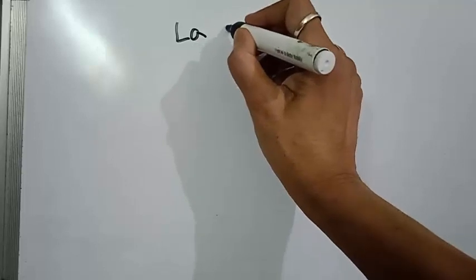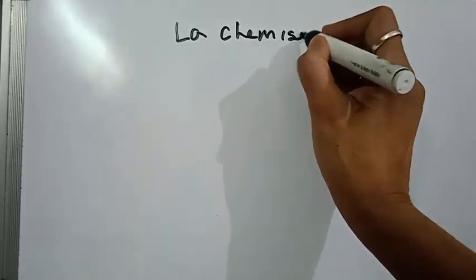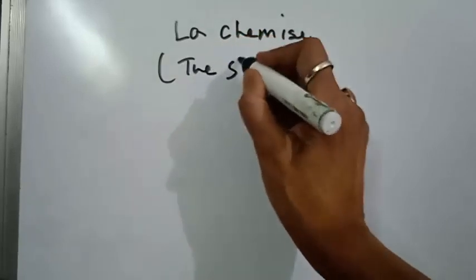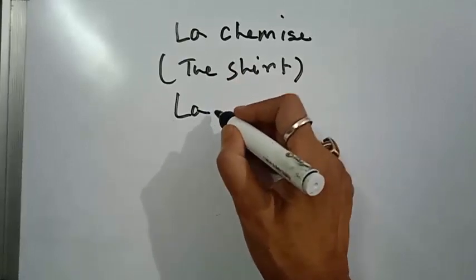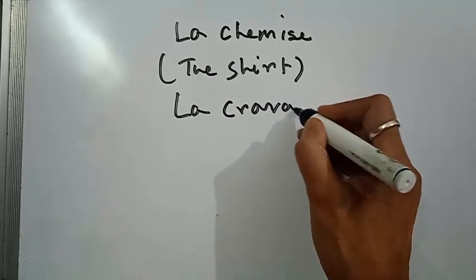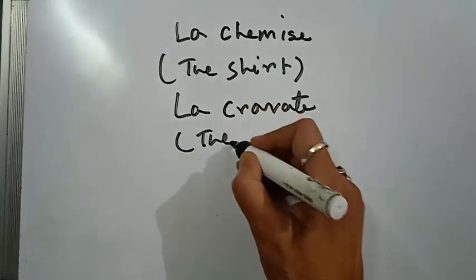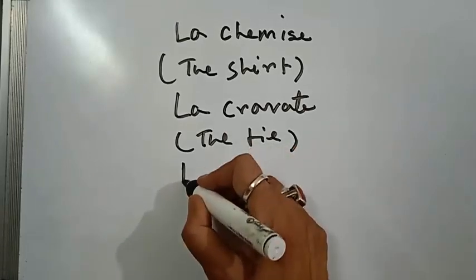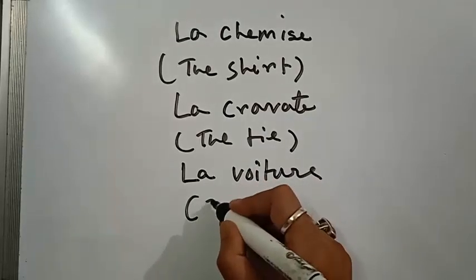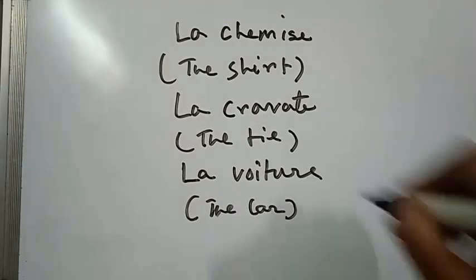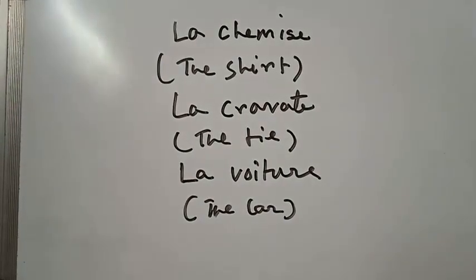La chemise, the shirt. La cravat, the tie. La voiture, the car. These words are using la as the definite article, so these words belong to the feminine category. La chemise, the shirt, la cravat, the tie, la voiture, the car.